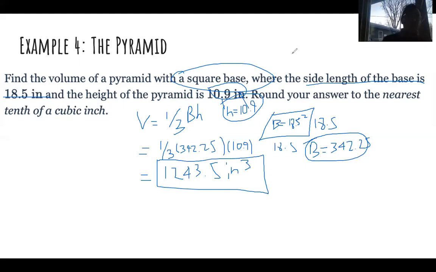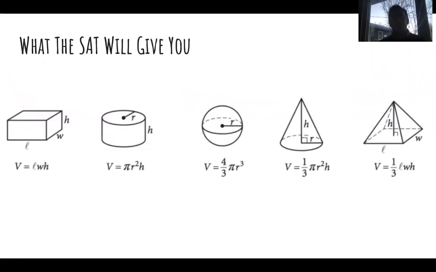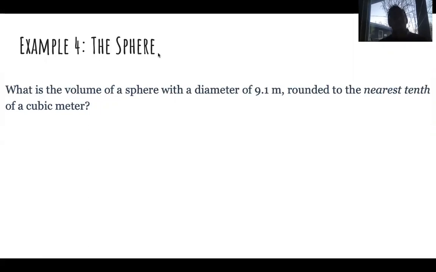Okay, let's take a look at another example. So this is a sphere. A sphere is provided for you on the SAT. It is conveniently 4/3 pi r cubed. And I would say that there is no general formula other than that for a sphere. So you're going to write 4/3 pi r cubed.